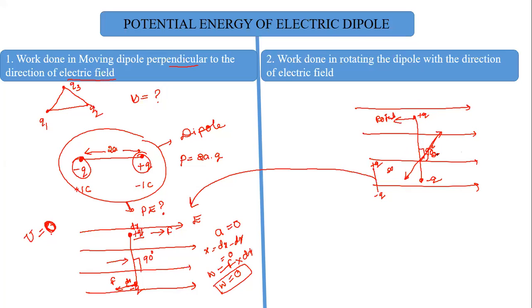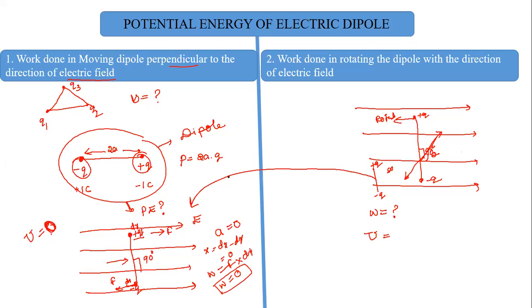Then I cannot say here that theta is equal to 90 degrees. What is happening here is that this dipole is rotating. Due to this rotation we have to do a certain amount of work. That work done we have to calculate. This work done is stored as the potential energy in the system of dipole.